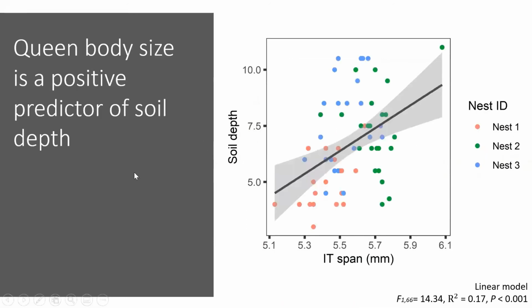If we look at queen body size as a predictor of soil depth, we see that there's a positive relationship there, that queens with a larger IT span, so queens that are larger, also dug themselves more deeply into the soil. So it may be that both of these things are at play, and both of these things are driving the differences that we're seeing in survival between these 3 different nest sites.